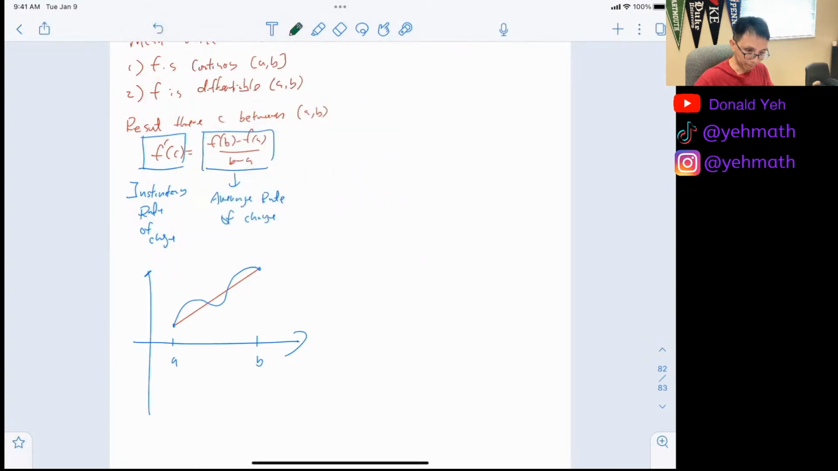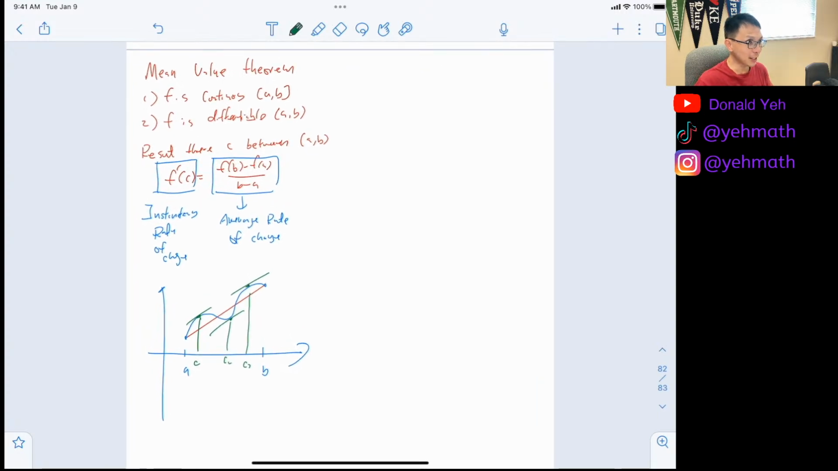There are 3: 1, 2, 3. C1, C2, and C3. So they are 3. So I can ask you a question this way too. Guess what? That's the mean value theorem for you. How many concepts are related to this on MCQ? A lot.